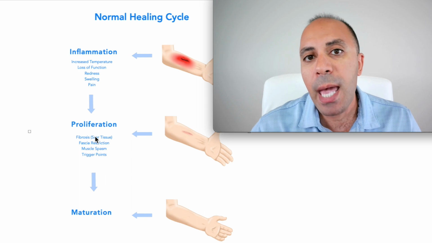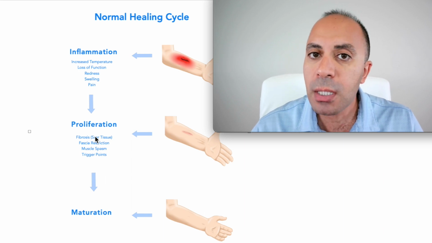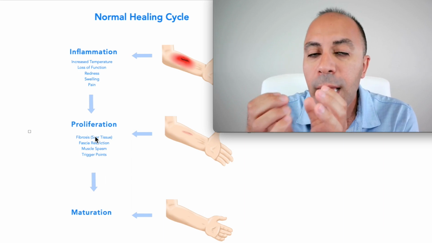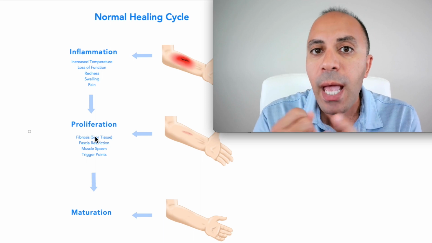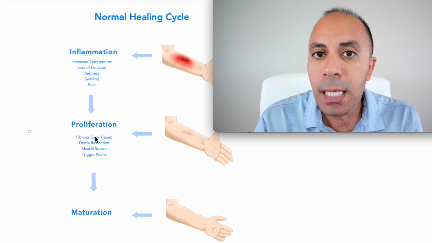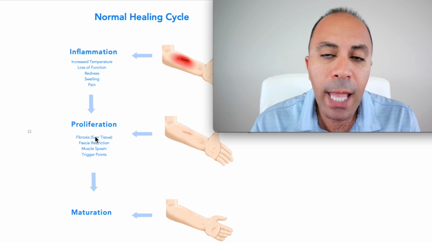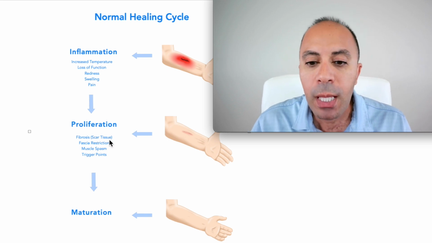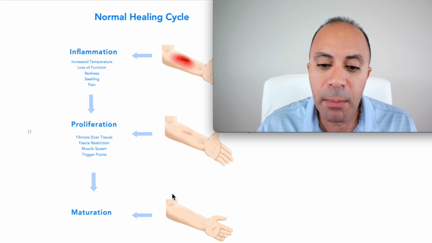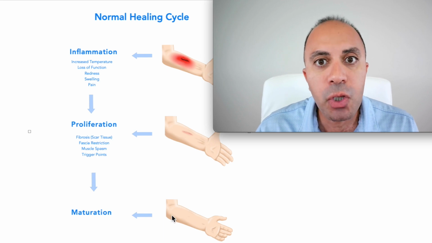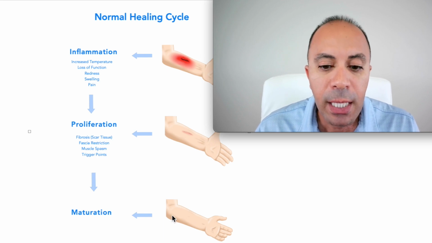The problem with tarsal tunnel syndrome is that the scarring is going to compress the nerve and will cause the numbness, tingling, and shooting pain in the foot and the ankle. In the perfect scenario, during the maturation stage, our body should get rid of everything.